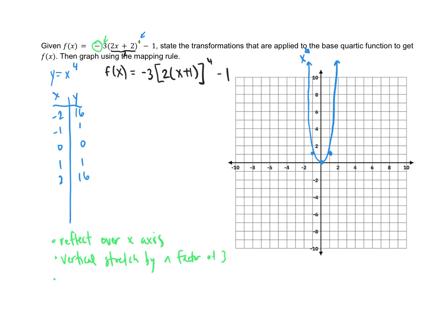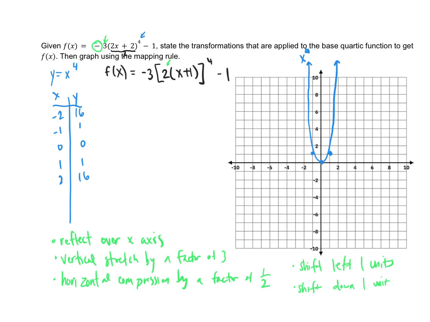So what we actually have here, this 2, remember we take a reciprocal, so it's a horizontal, and if it's a half, I'm making things smaller, so a horizontal compression by a factor of 1/2. Then we're actually shifting left 1, not left 2. So factoring out that k is very important. And then the minus 1 at the end is a shift down 1 unit.